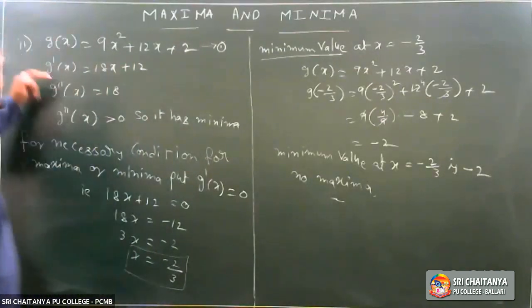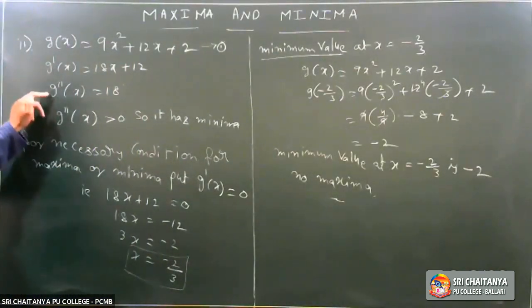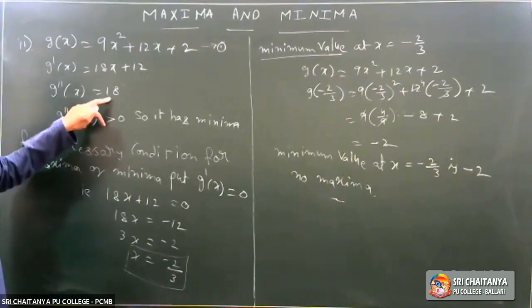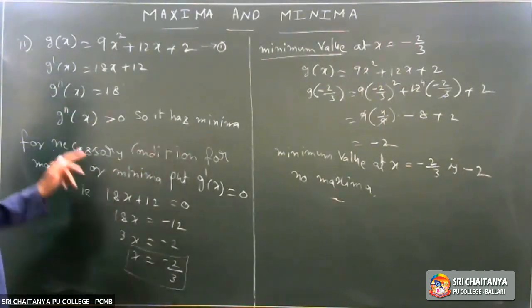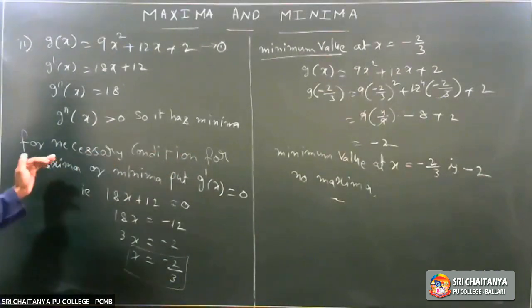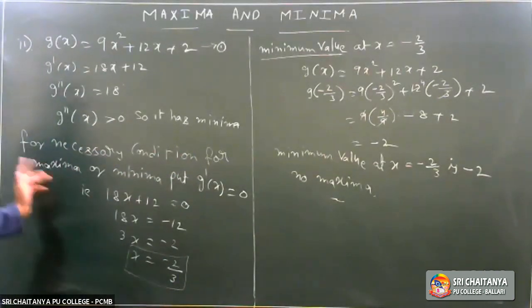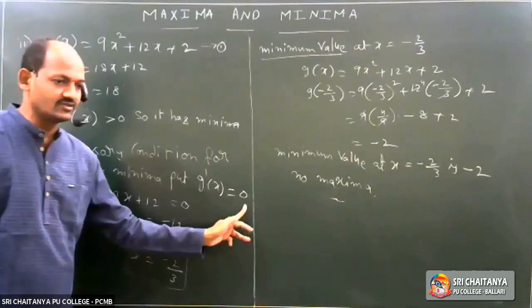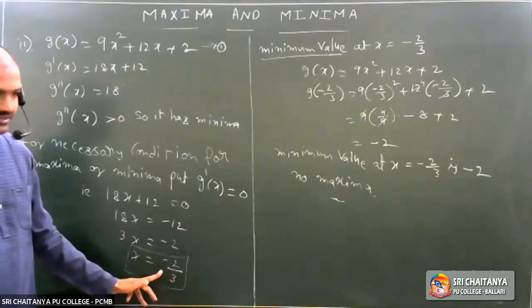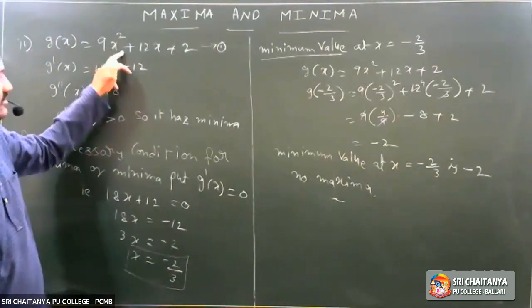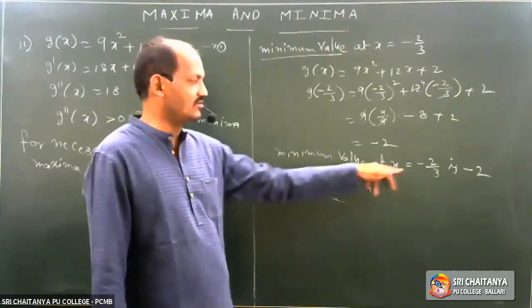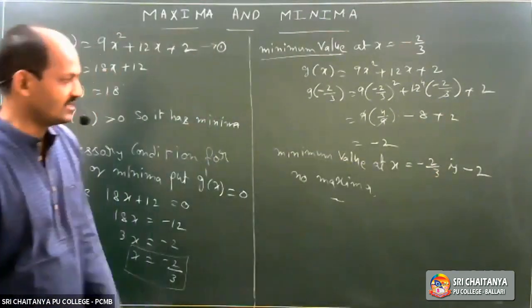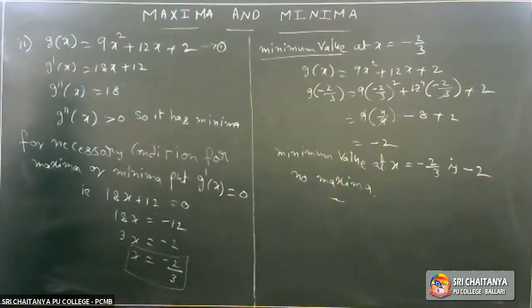First derivative, then find the second derivative. The second derivative is positive, so it has a minima. Now we have to find the minimum value. That means we take the first derivative equal to 0, then we get the x value. That x value is substituted in the given function. We get the minimum value. Therefore, the minimum value at x equal to minus 2 by 3 is minus 2. Write down.